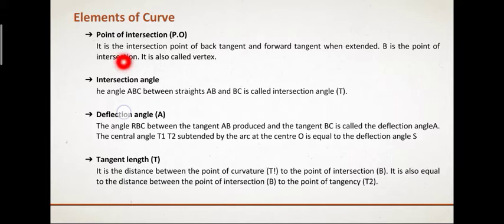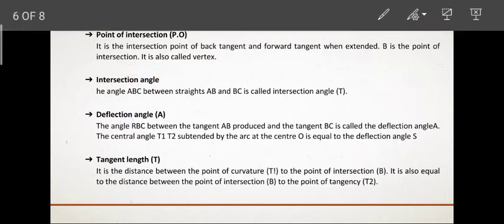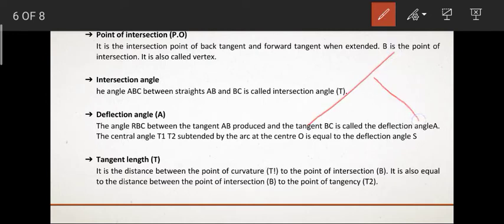Next is point of intersection. I have told you, where your two tangents meet at a point. The backward tangent and the forward tangent meet when extended from the B, right? It is called the intersection, or it is called the vertex. It's like this, I'll show you. This is a curve, right? So when they meet here, this point is called the point of intersection.